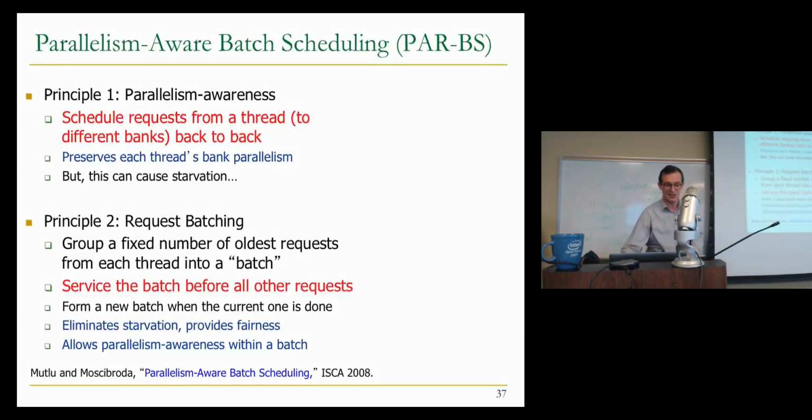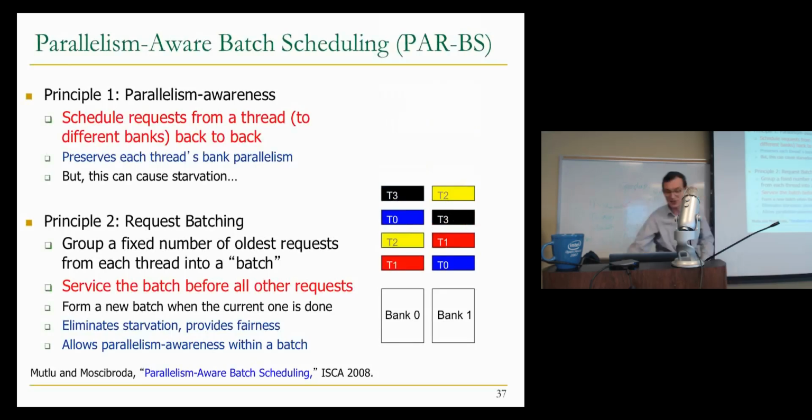So if you look at this, the purpose of this is to eliminate starvation and provide some sort of fairness. The purpose of this is to improve performance or system throughput. And we've seen this example. So how do you actually do each of these? Well, batching is easy. You mark some number of requests, the oldest requests from each thread to each bank, as part of a batch. You can have a single bit that marks each request. And the requests that have that bit are prioritized over others.